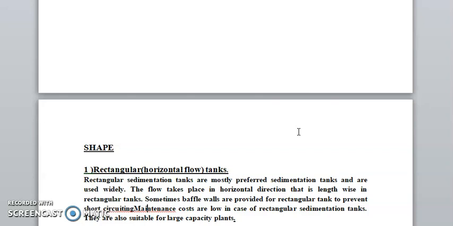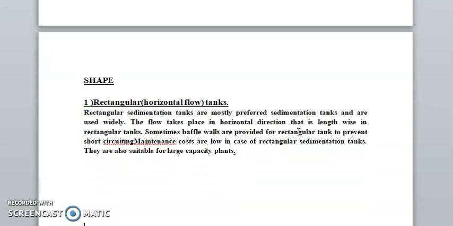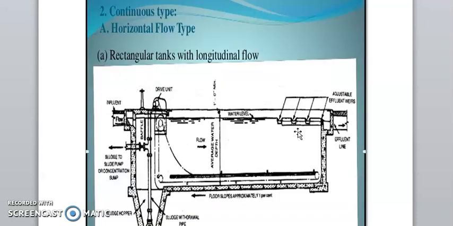Maintenance cost is low in the rectangular sedimentation tank. They are suitable for large capacity. We can see the rectangular sedimentation tank here. Here is the inlet of the tank. Water will stay here. Detention time is 5 hours, 4 hours or 3 hours, depending upon the quantity and quality of the water. All the sludge will come down and is removed from here after the pure water is taken out. This is the outlet, where the pure water moves outside.